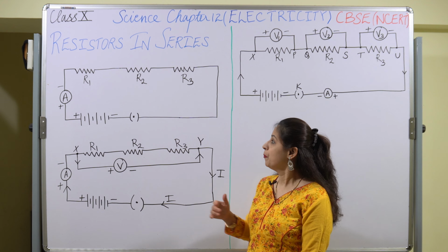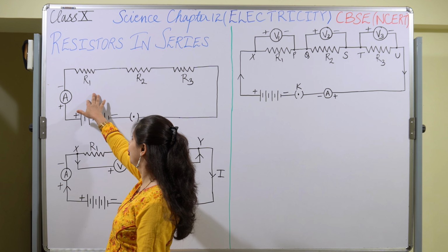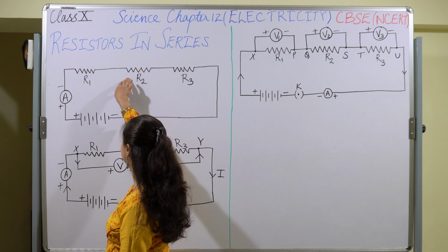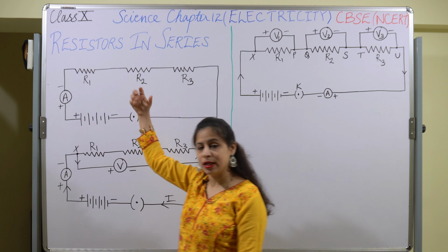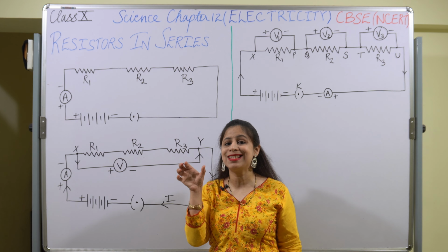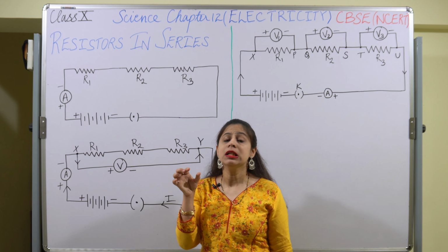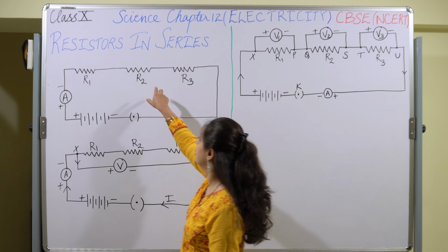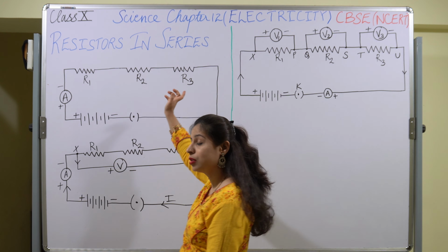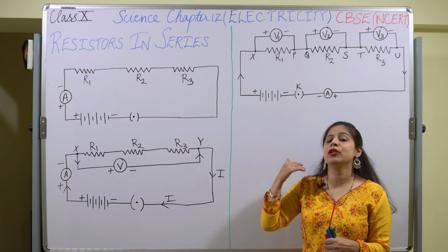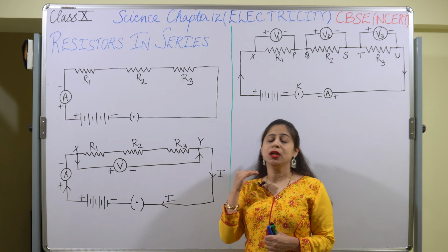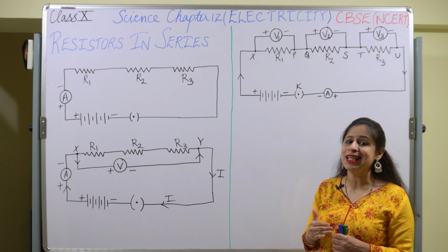For that, if the finish end of the first resistor is connected with the starting end of the other resistor, then the two resistances are said to be in series. Then the finish end of the second is connected with the starting end of the third, and so on. If the resistors are arranged in such a pattern, then they are said to be in series connection.